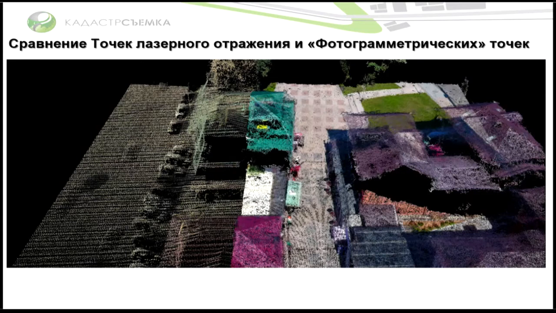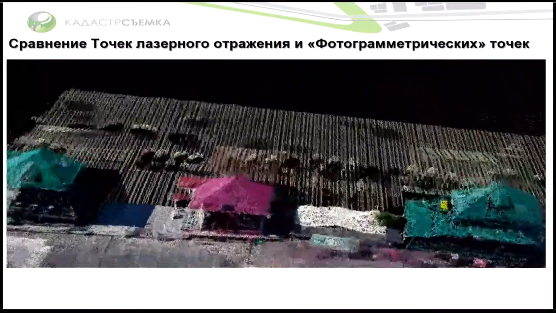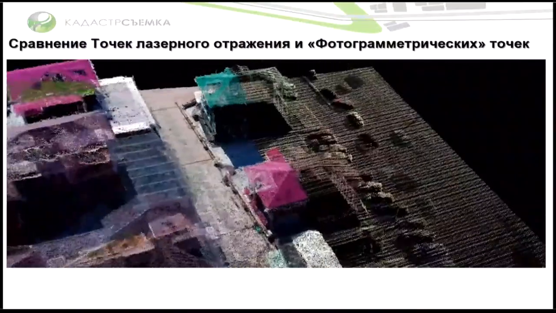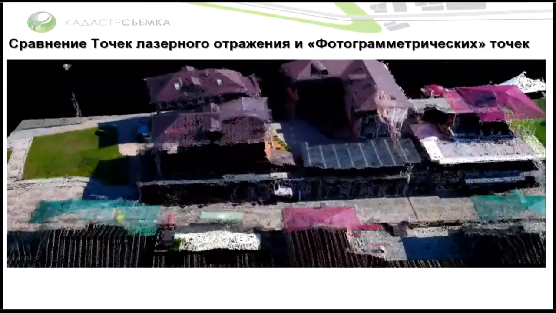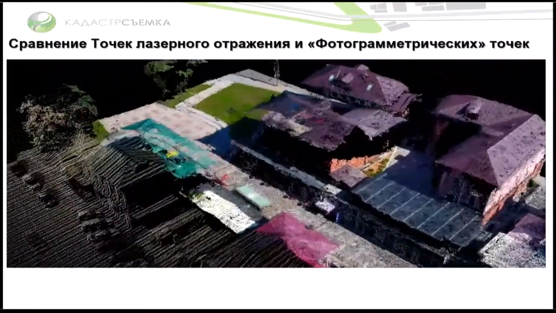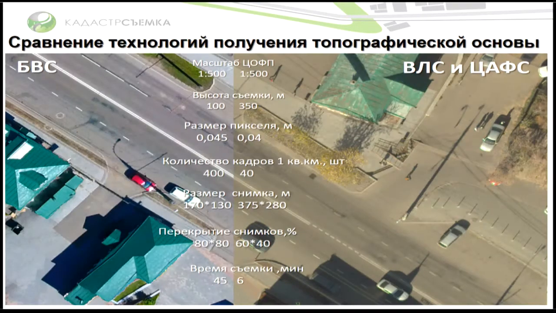Then we used TerraSolid to dissect both point clouds, laser scanned and photogrammetric, and compared them. Here you can see that on the left is laser scanned, which is less dense. On the right is photogrammetrically processed, more dense. The plan and elevation characteristics are identical. A little comparison of technology.